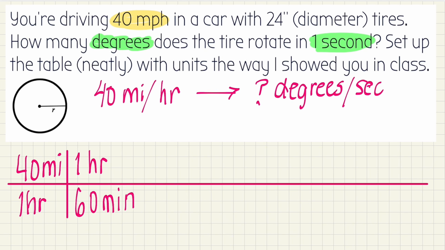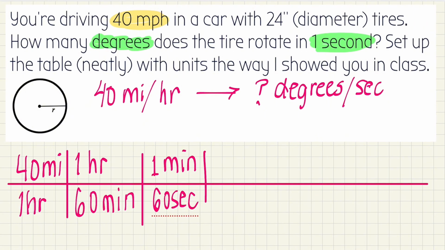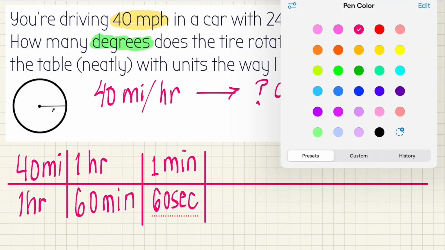So 1 hour equals 60 minutes. I can stack that on top of itself. That's allowed. Next, I want to get rid of minutes. So 1 minute, and that is equal to 60 seconds. Now, if I reduce everything I have so far, I'm going from miles per hour into miles per second. That's where I am right now.